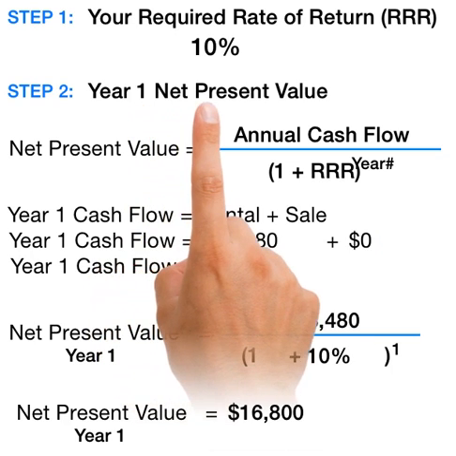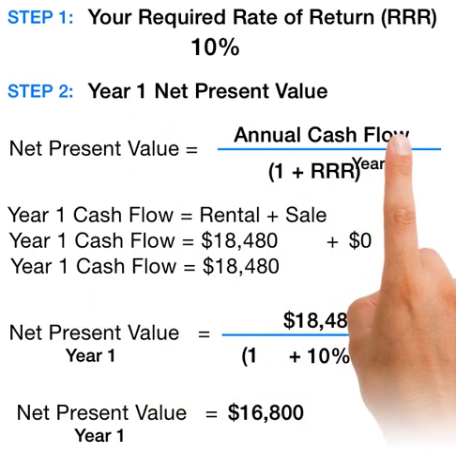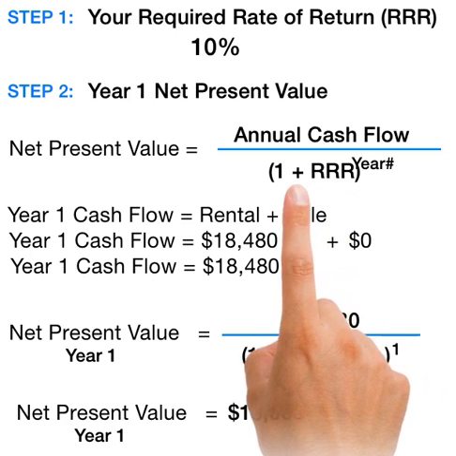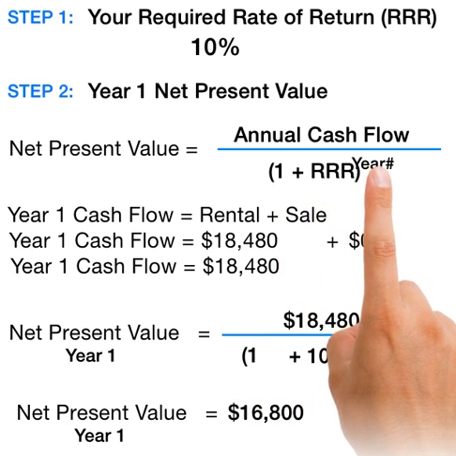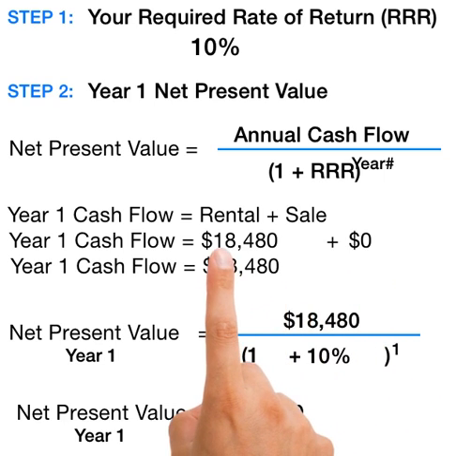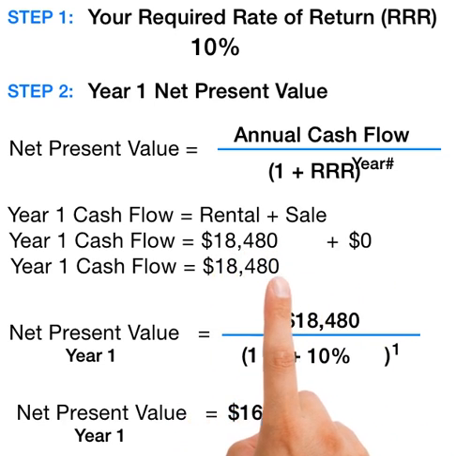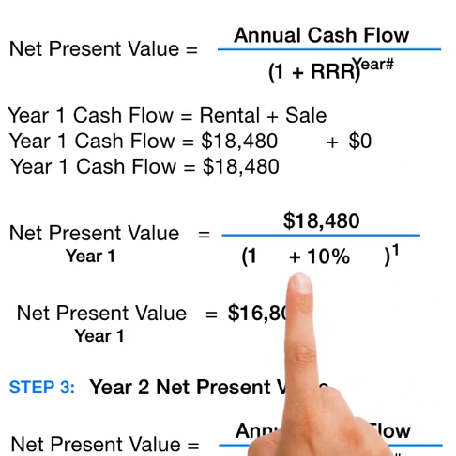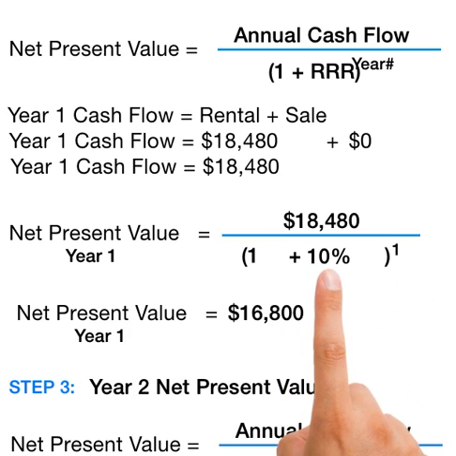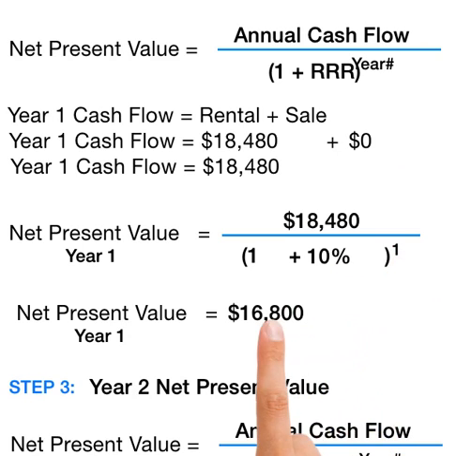So essentially the net present value is calculated by dividing the annual cash flow by the internal rate of return plus 1 to the power of the number of the current year. So in the first case, we said that our projected cash flow will be 18,480, and the required rate of return is 10%, and it's the first year, so to the exponent 1. And we calculate it, and that's what we come up with for the net present value.